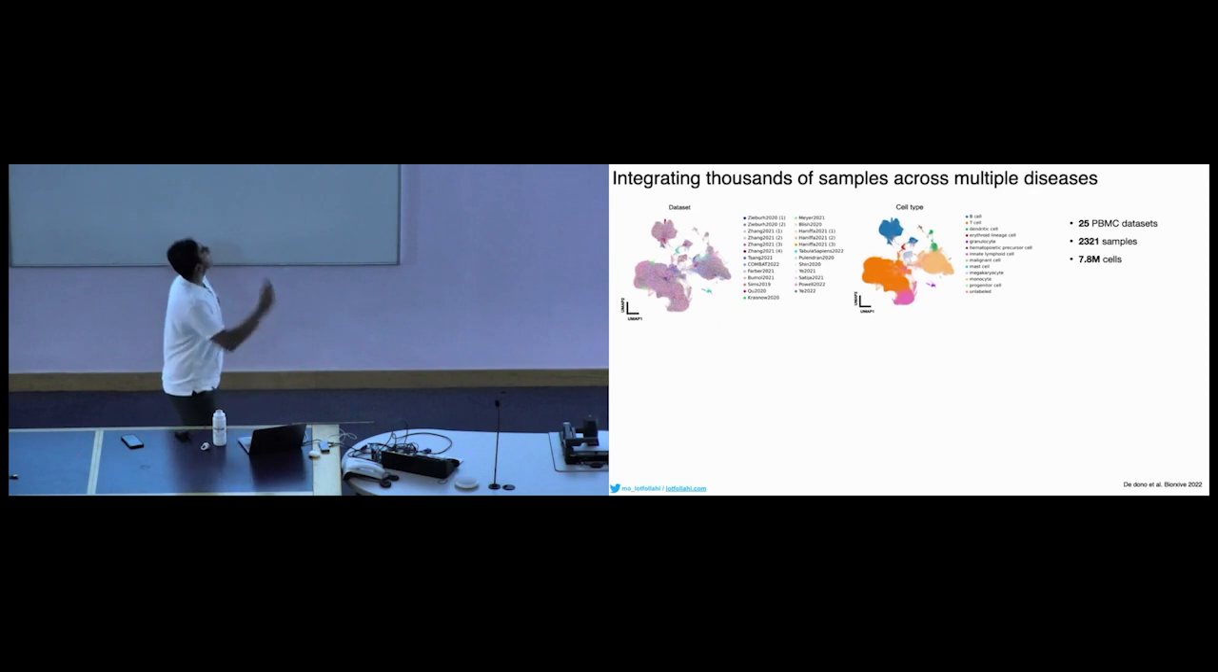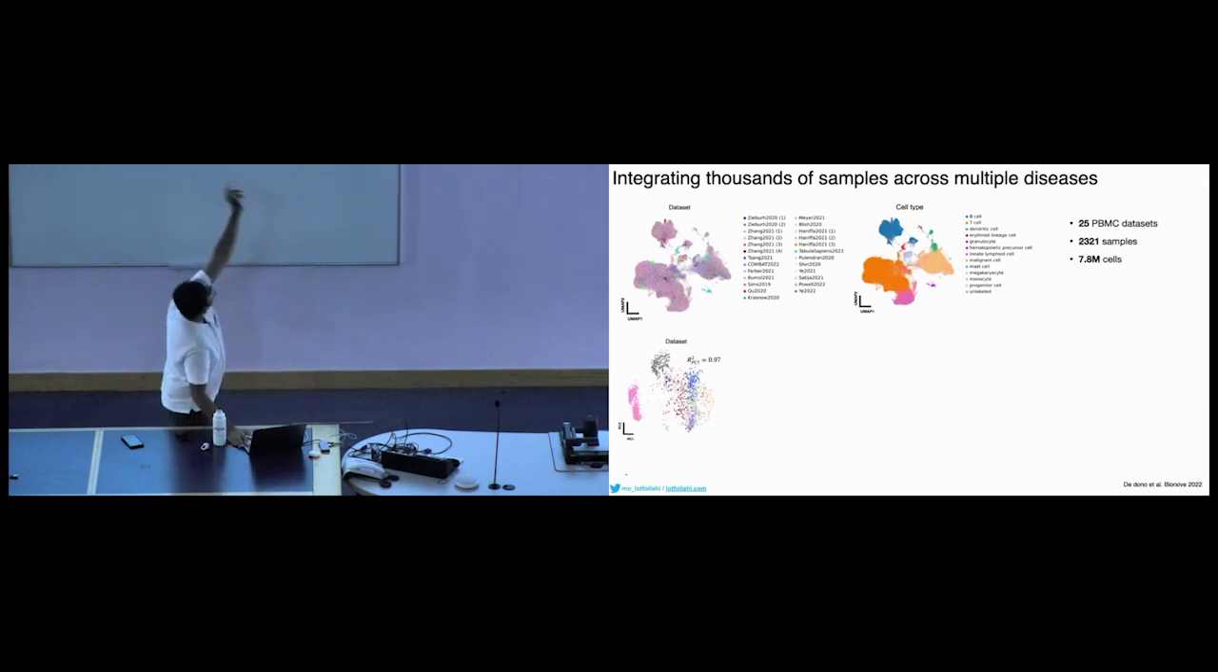Okay. So now I'm going to show you one example where we integrated 25 PBMC datasets to learn a population-level, sample-level embedding across all these 25 different datasets, which are basically from 2,321 different samples, so individuals. The first iteration was almost 8 million cells, and now we extended it to about 12 million cells.